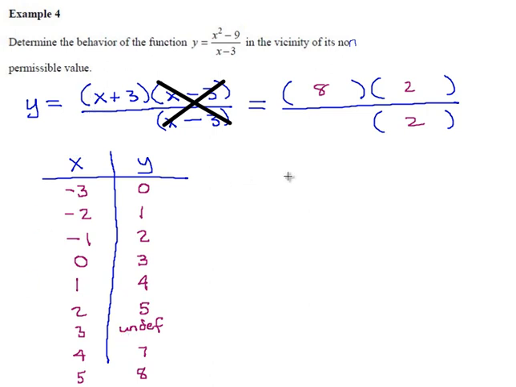Now, what does that look like on a graph? We've been doing curve sketching, and we want to know how this behavior translates to a graph. So let's plot some points and find out. We had negative 3, 0. We had negative 2, 1. Negative 1, 2. 0, 3. This is nice and orderly so far. 1 and 4, 2 and 5.